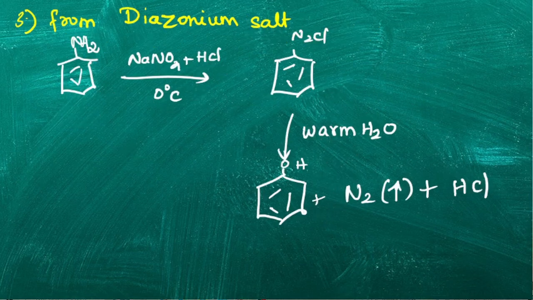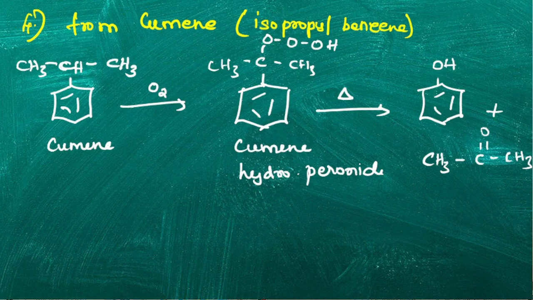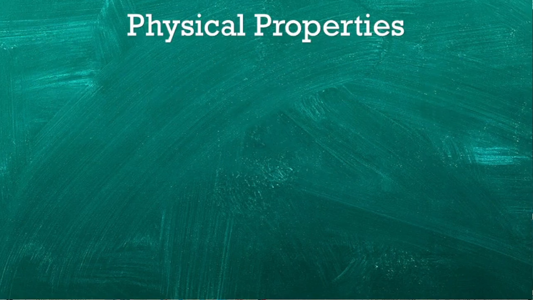Next, you are going to use the diazonium salt. NaNO2 plus HCl under 0 degree Celsius, you are going to react, and when you react it with diazonium salt, you get the phenol. Finally, when you use cumin, which is isopropyl benzene, you oxidize it, then heat it, and you get the phenol. Clear?